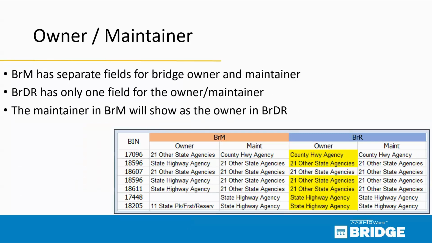Then there's the owner and maintainer. So I figured out when I was testing this that BrDR does not have both the owner and the maintainer. BrM has separate fields for both. So when you sync up with BrM, the maintainer will show up as the owner in BrDR. So you can see in this table here, the owner and maintainer in BrM for the first bridge had the maintainer as the county highway agency and the owner as other state agencies. But in BrDR, when it comes in, it's going to just show the owner as the same as the maintainer.